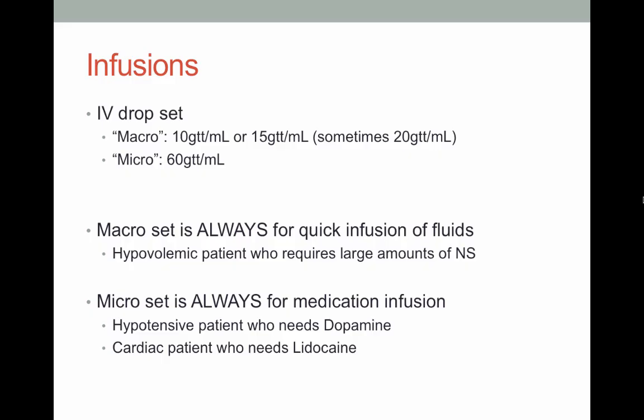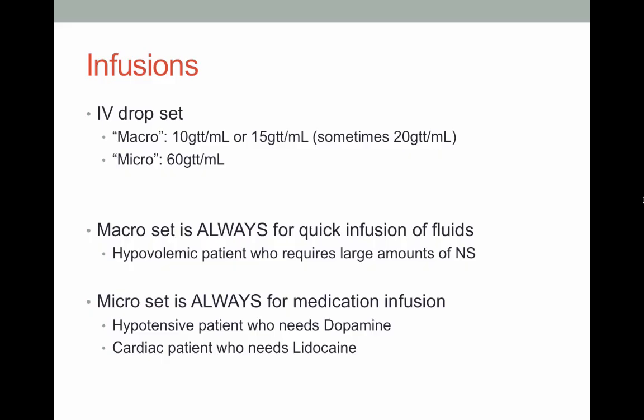There are two broad categories of drop sets: macro and micro. With the macro set, you're going to be getting 10 drops per milliliter. GTT stands for drops. When you look at the drip chamber, which is right below the IV bag, for every 10 drops that you see drop down, that is 1 milliliter. Macro sets can also be 15 or sometimes 20 drops per milliliter. Your micro sets are going to be 60 drops per milliliter.